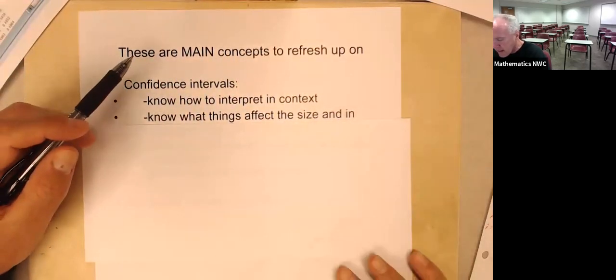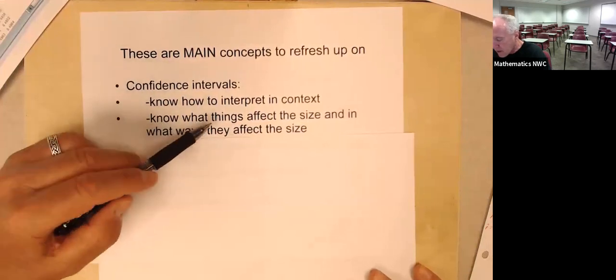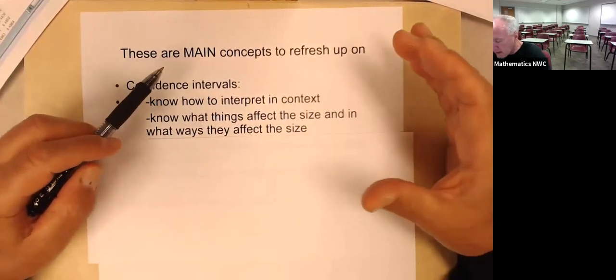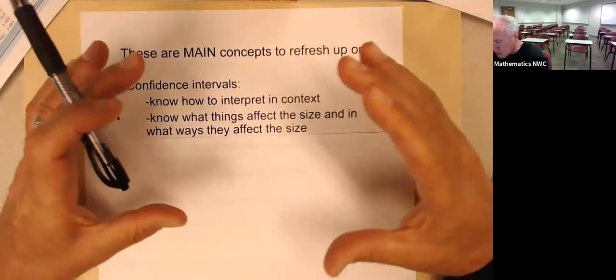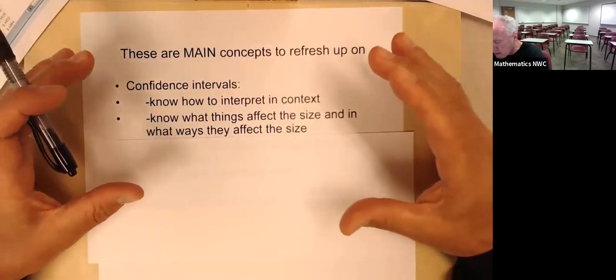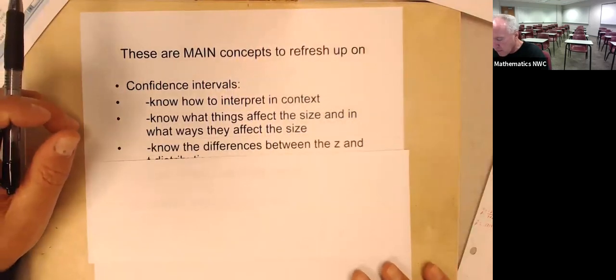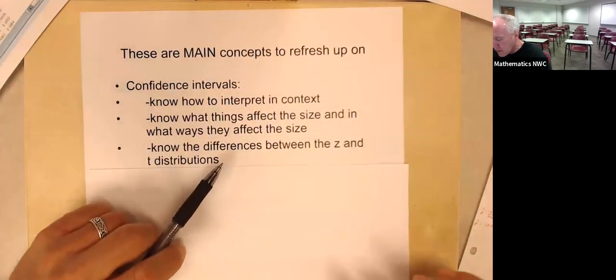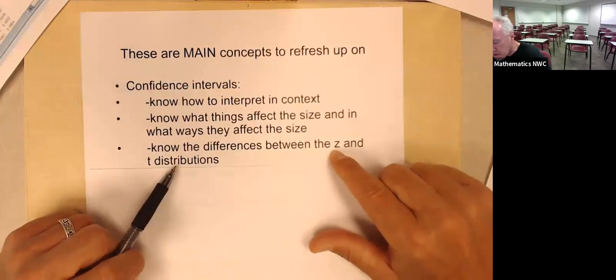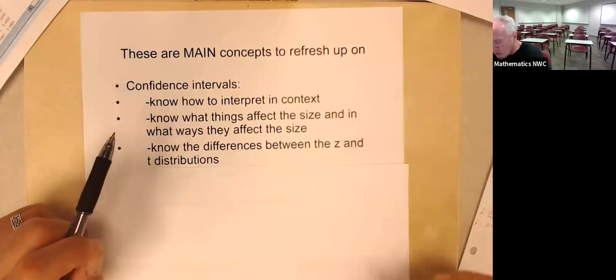What things affect that? What ways do they affect it? If I raise the sample size, does that make it larger or smaller? If I raise the confidence level, does that make it larger or smaller? Those are things you need to know. Know the differences between Z and T distributions and know when you've got to use each one.